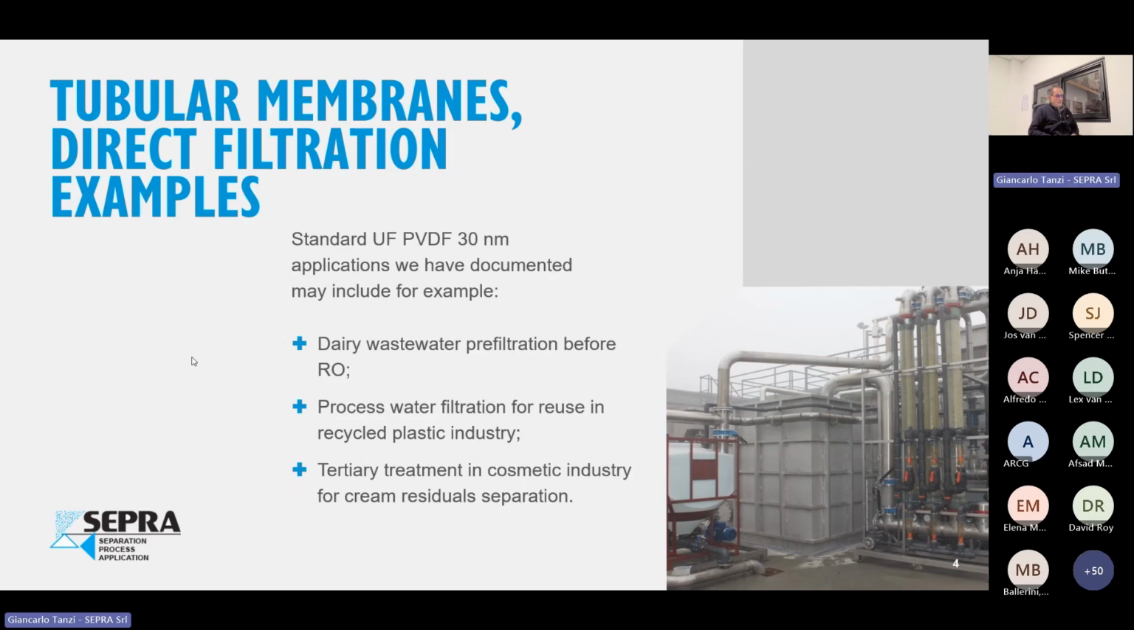We have seen over the years different cases of direct filtration application. To start with, I would like to mention a few cases we have been dealing with, to clarify how varied the application of tubular membranes in industrial applications can be. Here, for example, I mention some cases that we've seen also recently. One is dairy wastewater.